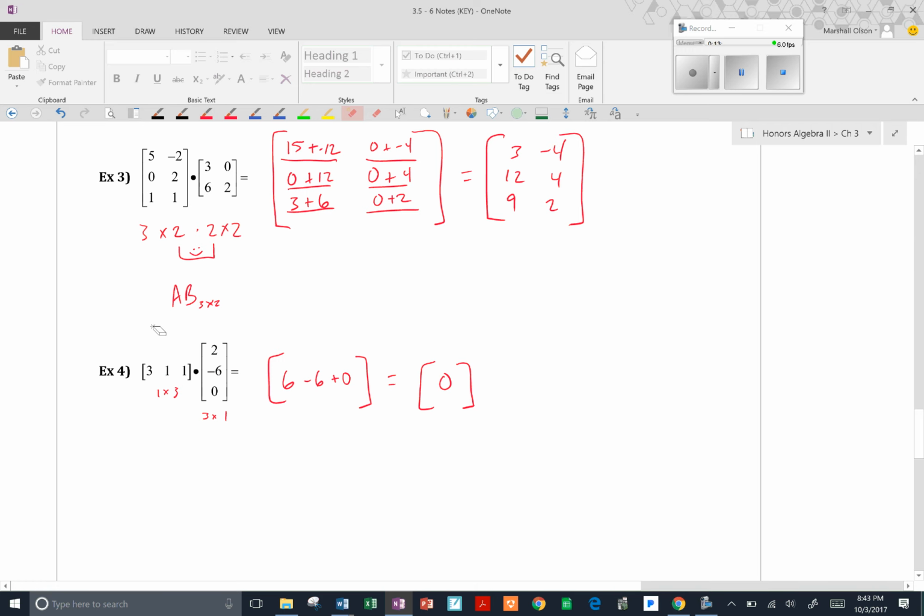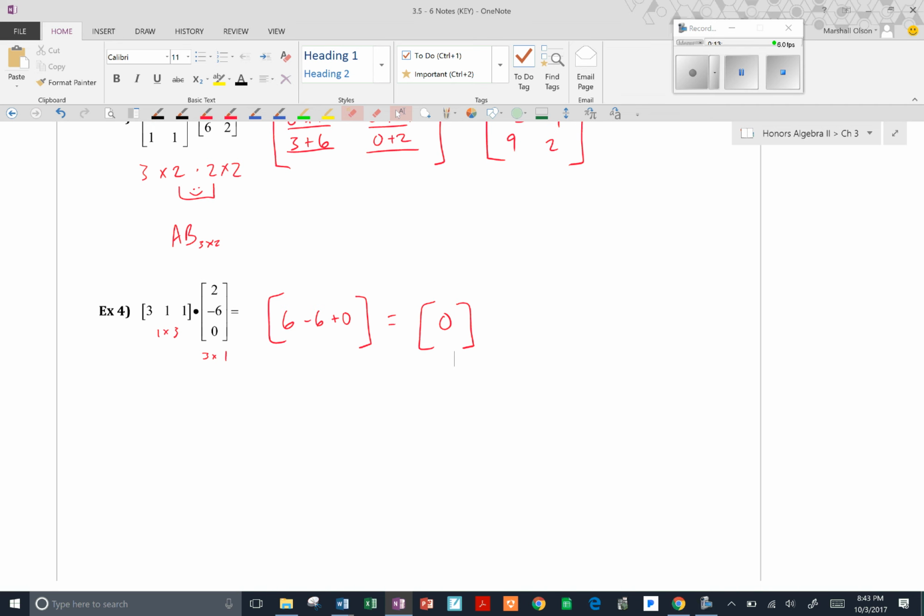This is called a null matrix, or an empty matrix, with just that element 0 in it. This is just coincidence that became that. But it's kind of interesting that we had a 1 by 3 and a 3 by 1, but because of those 1s there, we had a 1 by 1 to end with.